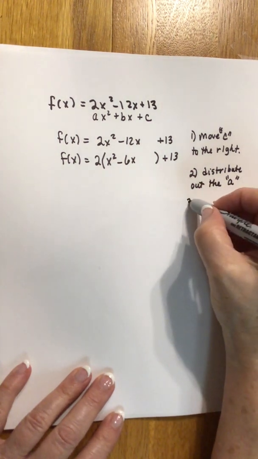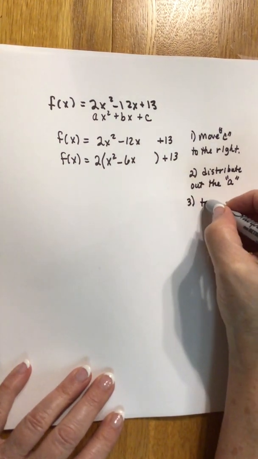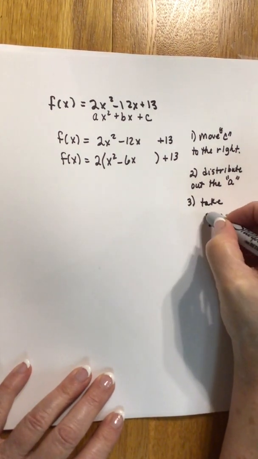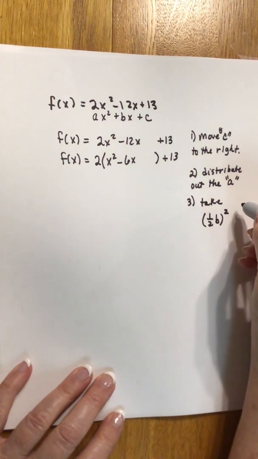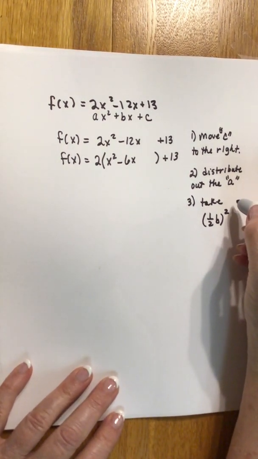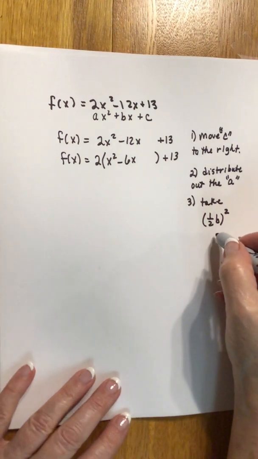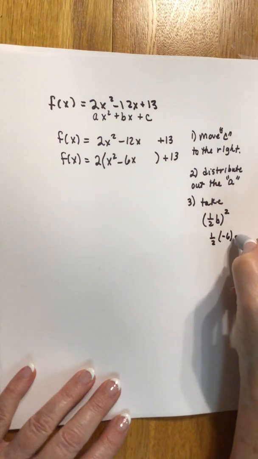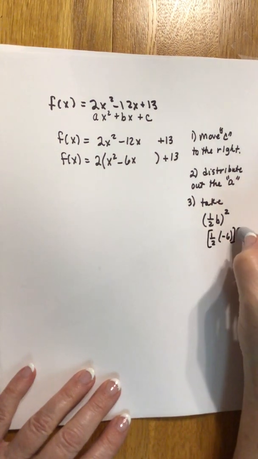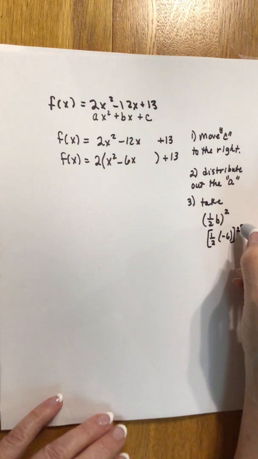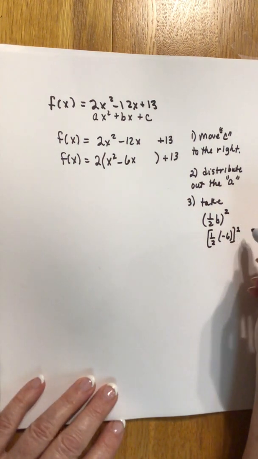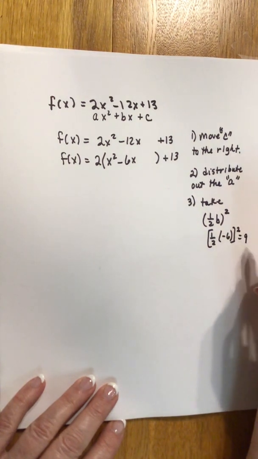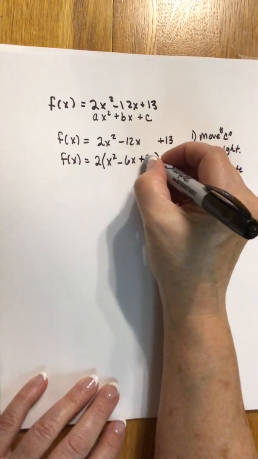The third step now that we've done those two things is going to be to take half of b, so one half times b, square that, and then add it inside the parentheses. So half of b, half of -6, squared is going to give me what? Half of -6 is -3. -3 times -3 is positive 9. So we're going to put a plus 9 right here.